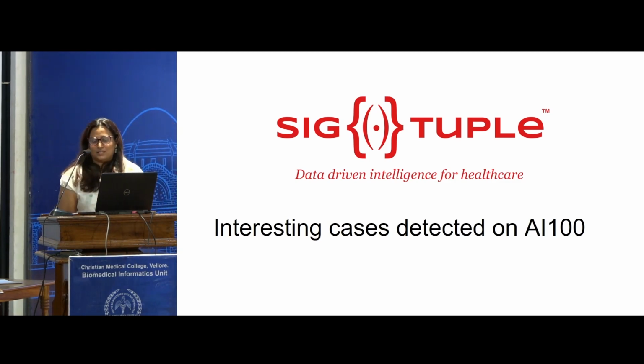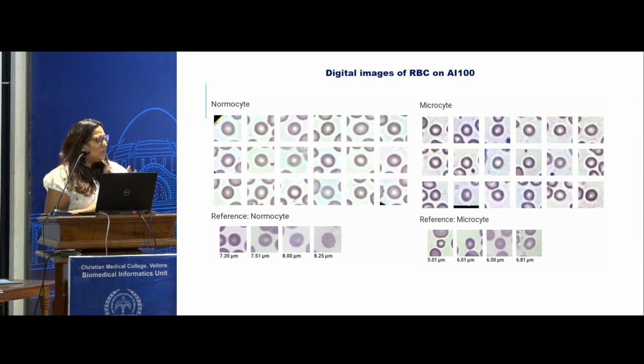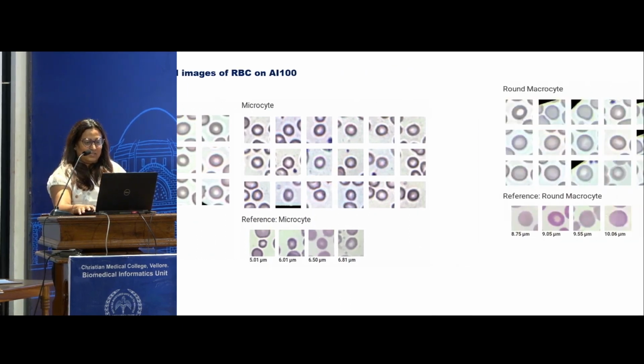Thank you, Dr. Shefali. That was a nice talk. Now, whatever Dr. Shefali has highlighted about the detection of cases, I'll just take you through a few cases, practical applications, like how it has helped so many patients around the country. These are the images taken by our device, AI100. You get RBCs. We differentiate them into normocytes, microcytes, and macrocytes. These are the different images that have been captured by AI100.